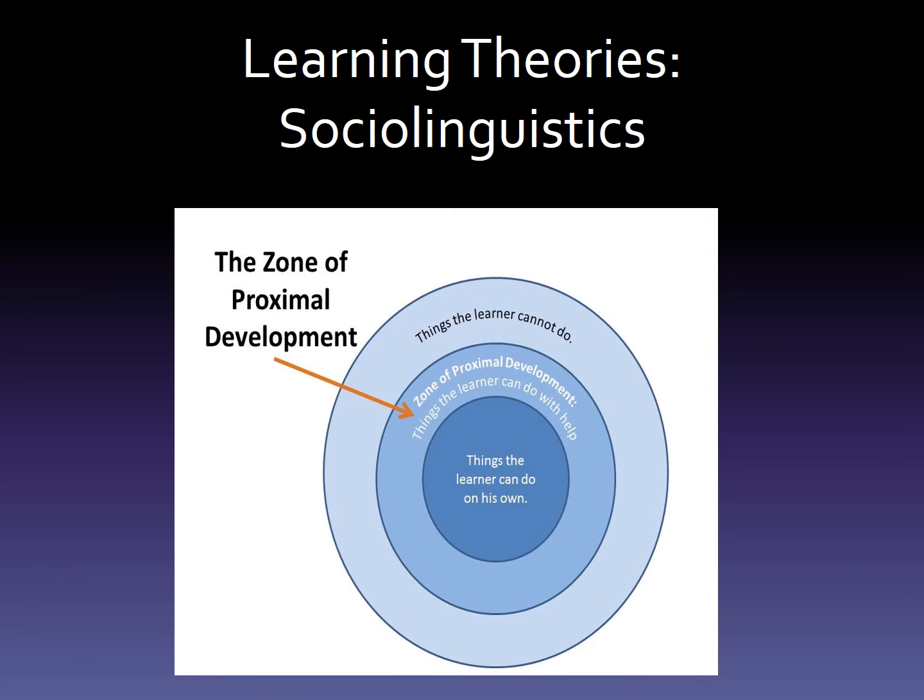A learning theory that I would use is sociolinguistics. Students use language to organize their thoughts, so working with small groups or with their partners. I also added the zone of proximal development. I want to challenge my students and get them to where they are challenged a little bit.